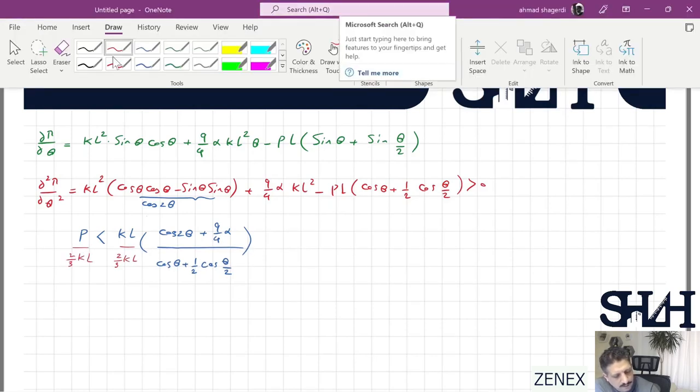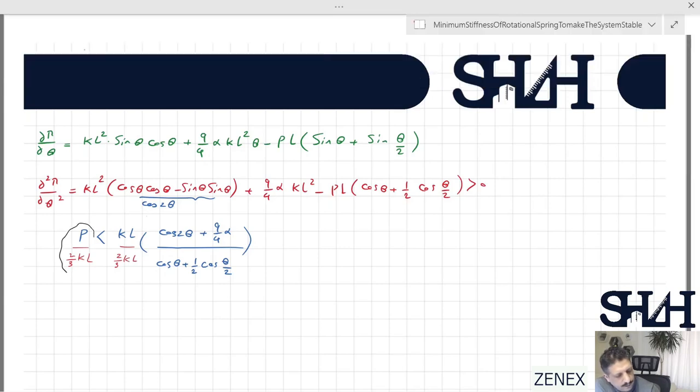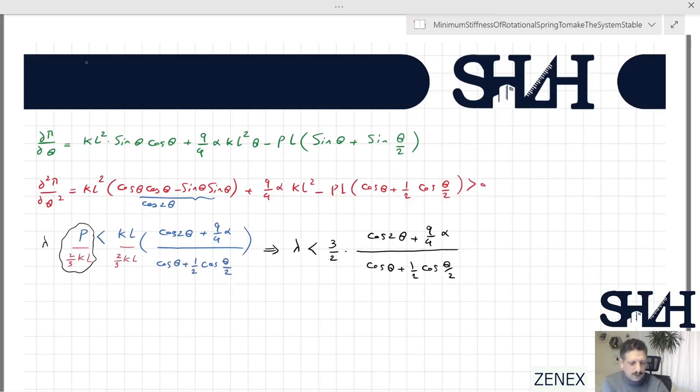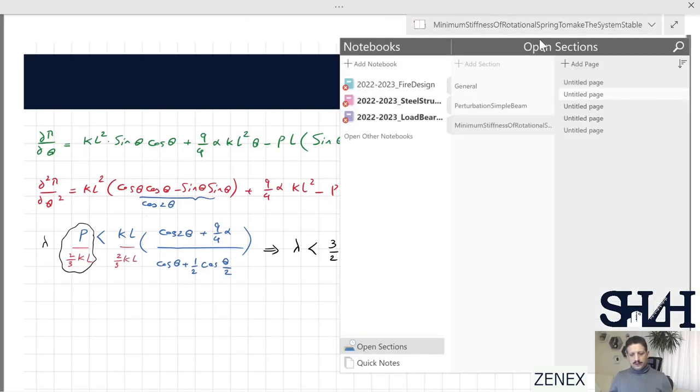As a result, this value is lambda. So lambda should be less than 3 over 2 times cos 2 theta plus 9 over 4 alpha, divided by cos theta plus 1 over 2 cos theta over 2. So this is the condition that the system will remain stable, and we have also the lambda itself.